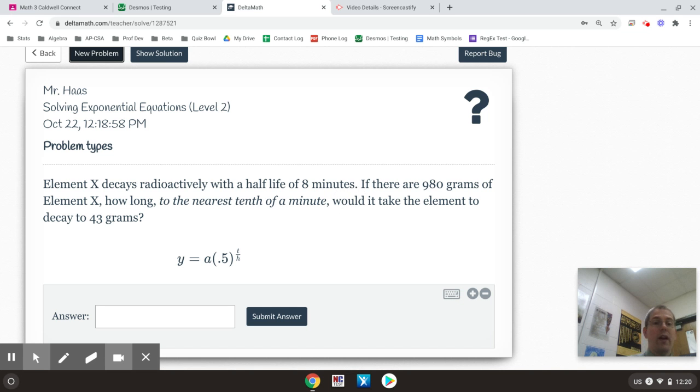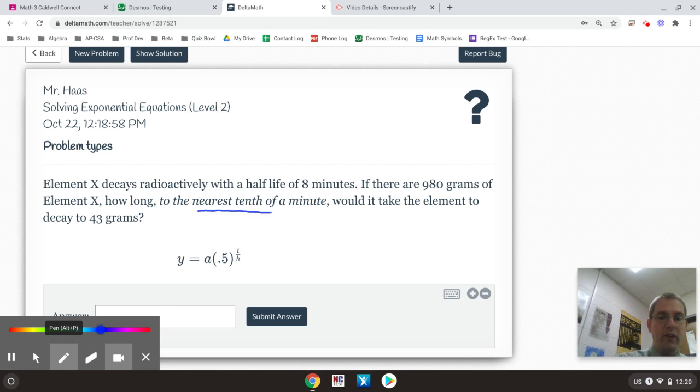Okay, we're still finding a solution to a nearest tenth, which makes me think we're still going to end up using Desmos, but we do need to get rid of a few of those variables by reading and finding out what they have. So it says here that there are 980 grams of element X, and it wants to know how long it takes to decay to 43.